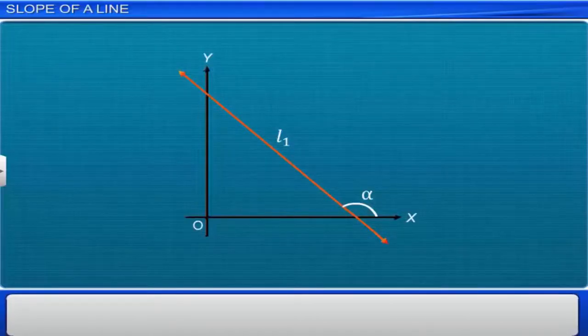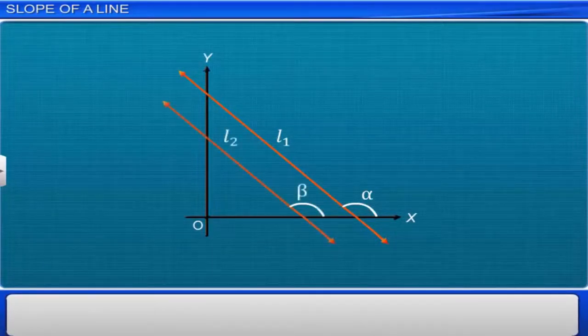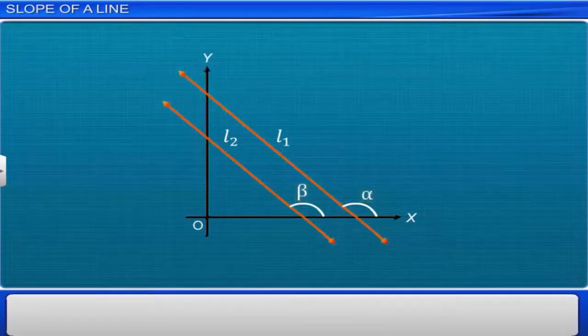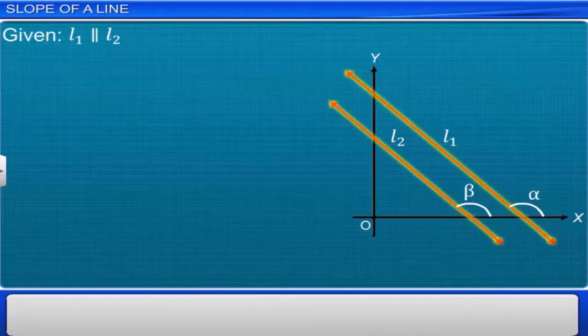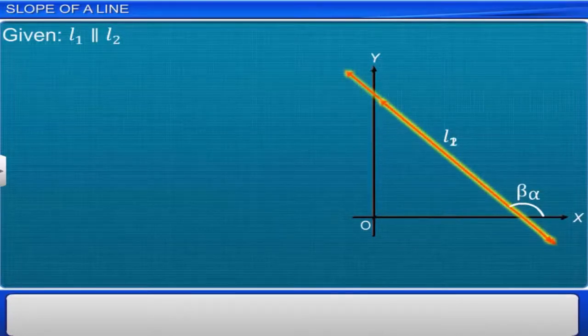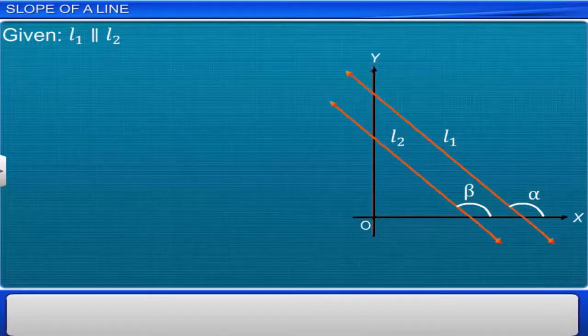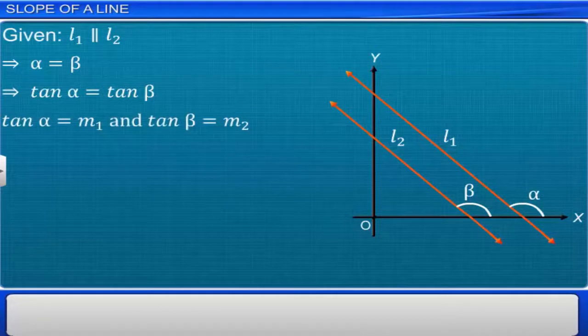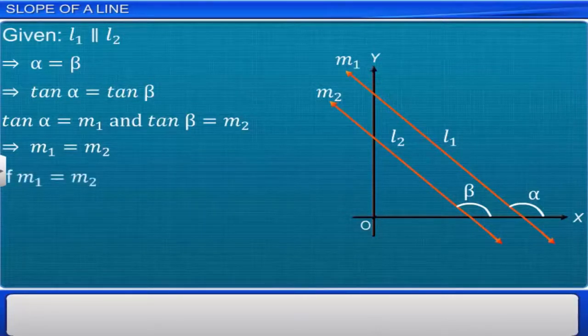Let us see if there is a relationship between the slopes of parallel lines. Here are two non-vertical parallel lines, L1 and L2, having inclination alpha and beta, respectively. If lines L1 and L2 are parallel, their inclination must be the same. Thus, we can say that angle alpha is equal to angle beta. Since angle alpha and beta are equal, tan alpha is equal to tan beta. By definition, tan alpha and tan beta represent slopes M1 and M2 of lines L1 and L2. Thus, we can say that if two non-vertical lines are parallel, their slopes are equal. The converse is also true, that is, if the slopes of two non-vertical lines are equal, the two lines are parallel.